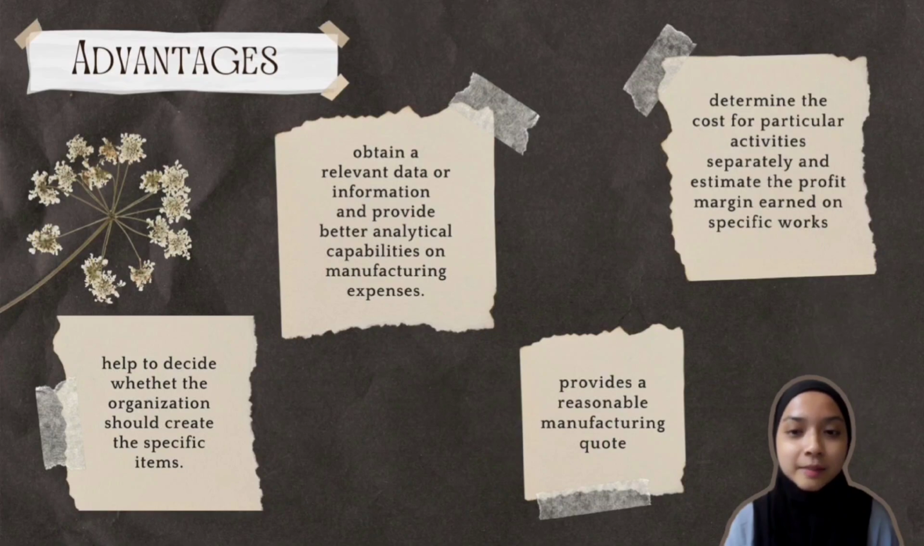Other than that, this system makes it easier for the manager to consider a new manufacturing job, assess costs and calculate profit margin. The data and analytical capabilities provided by the job order costing system help many companies in solving these issues. Next, it helps managers to predetermine the cost of a particular activity separately and estimate the profit margin earned on a specific work.